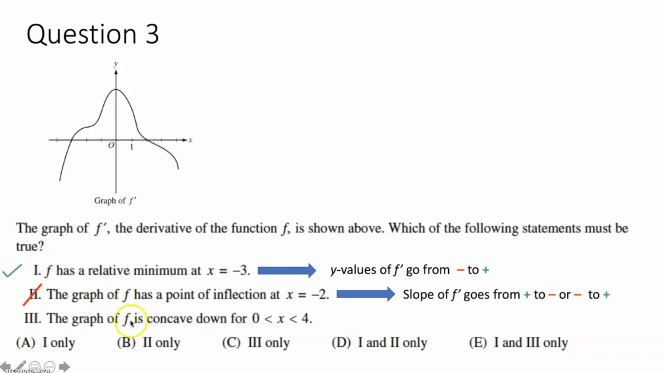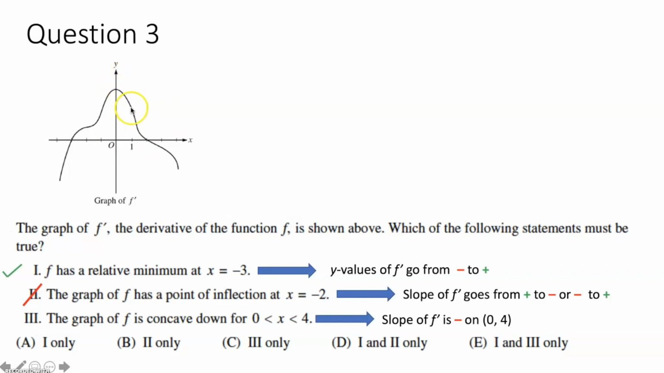Now, we said that the original function f is going to be concave down anywhere where the second derivative is negative. So we look at the graph of f prime, and we're trying to figure out where the slope of f prime, or the derivative of our derivative, is negative. So where are the slopes of the lines tangent to f prime negative? Well, that would be from x is equal to 0 to x is equal to 4.